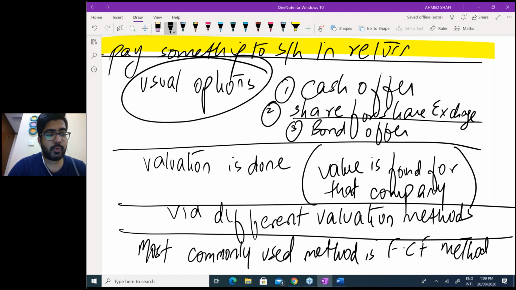So whenever I want to acquire a company, I will acquire the shares. For the shares I will sometimes pay cash, sometimes shares, and sometimes bonds. It entirely depends on what the shareholders want. When I acquire any company, I will find the value of that company. Valuation is done, and the most common valuation method is called free cash flow method. Okay, any questions up till now?